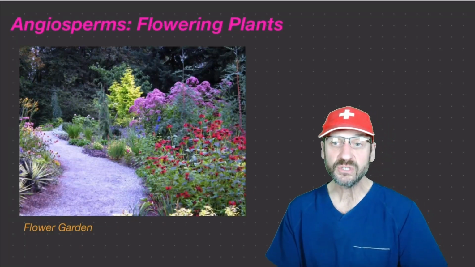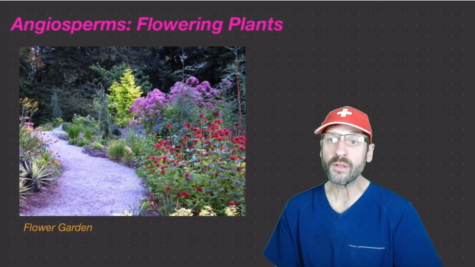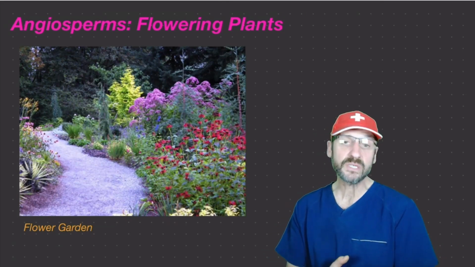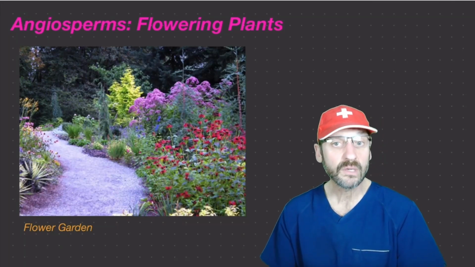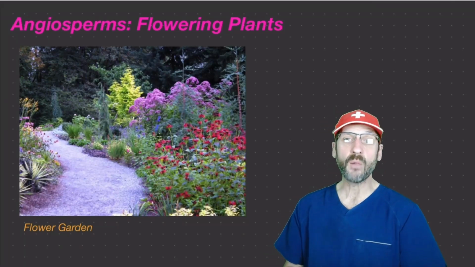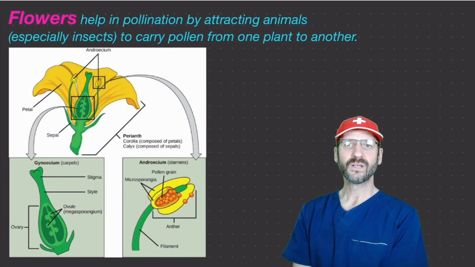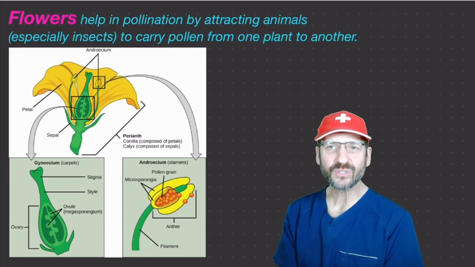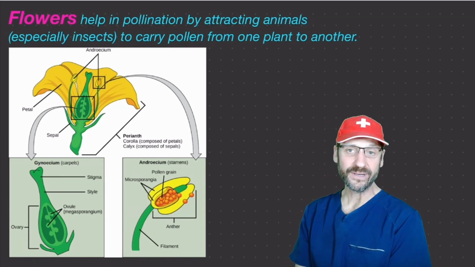Two special features which help them succeed are flowers, which help in pollination by attracting animals, especially insects, to then carry the pollen from one plant to another. And the other feature is fruit, which protects the seeds and helps in their dispersal by spreading them to new places. Let's look at the parts of a flower, one which has both male and female floral organs.